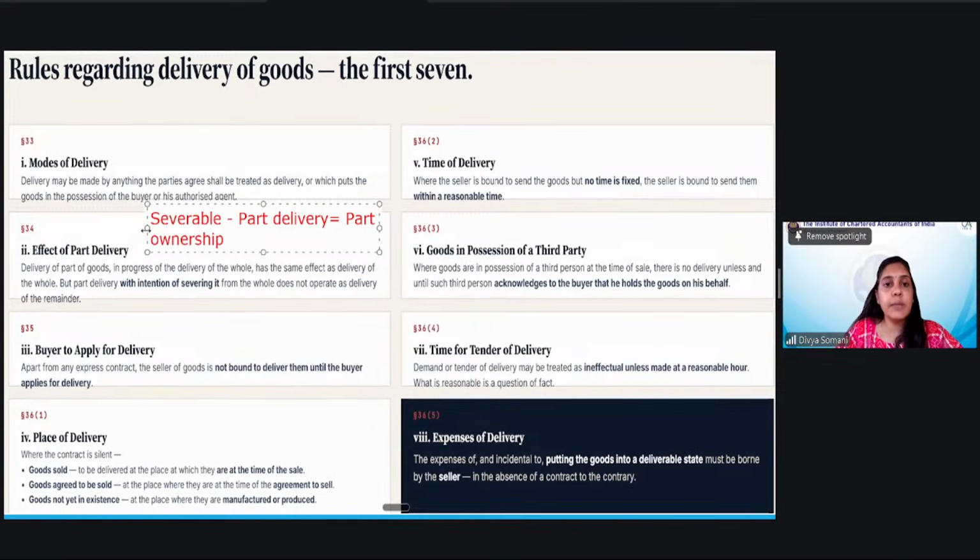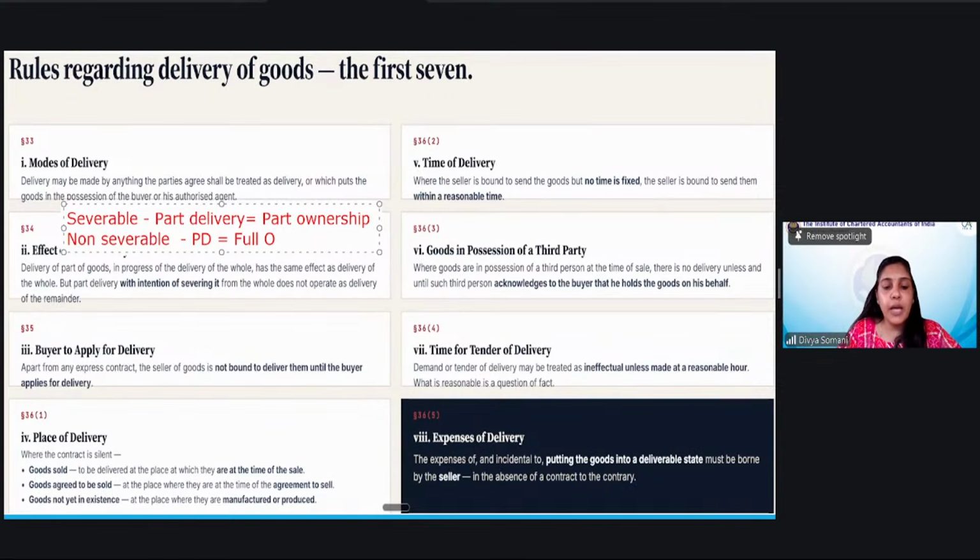If the goods are severable, we can say part delivery means part ownership. But if the goods are non-severable or non-divisible, in that case, what will happen? Part delivery will mean full ownership.